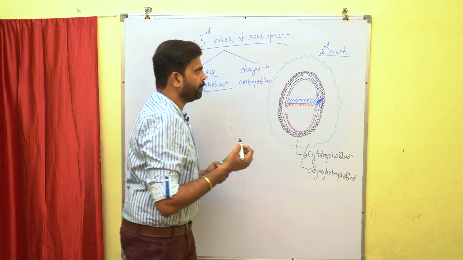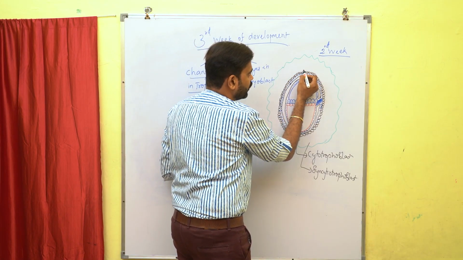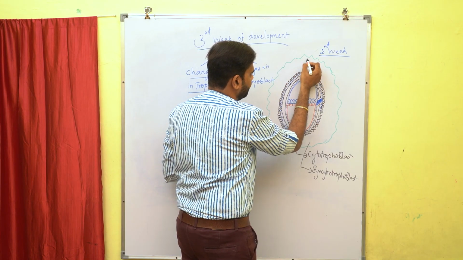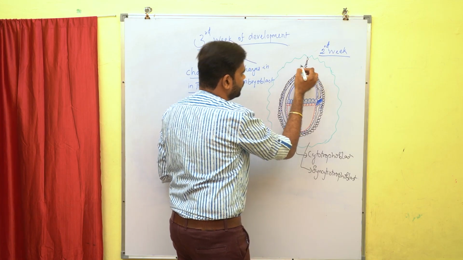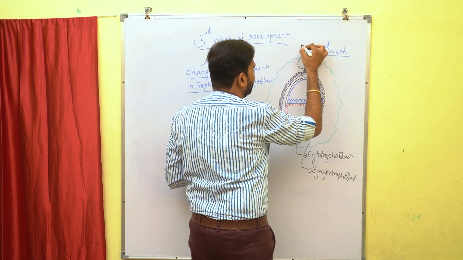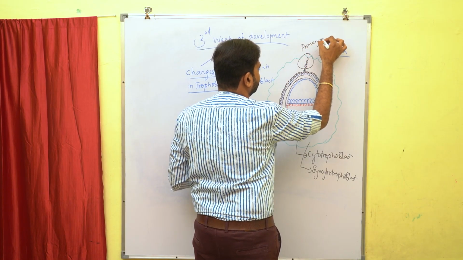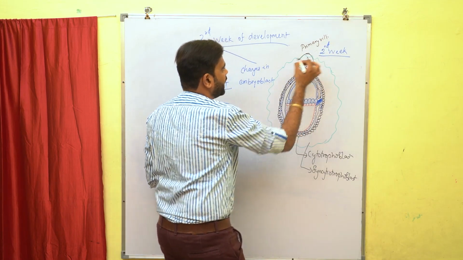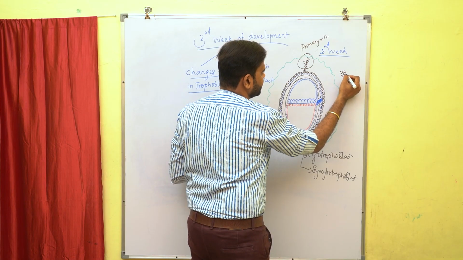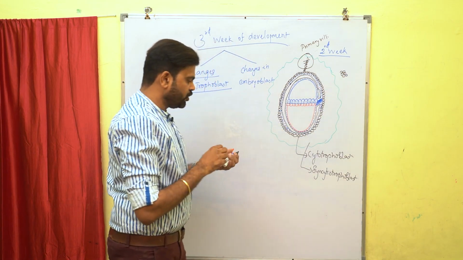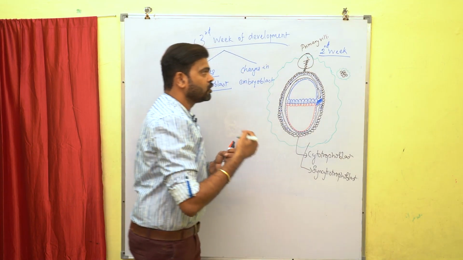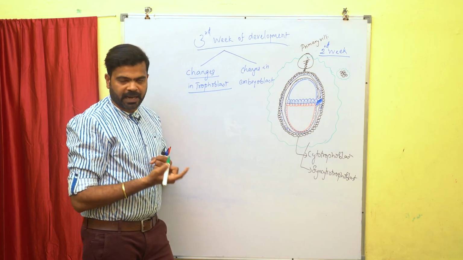What happened to the cytotrophoblast during the second week? The cytotrophoblast undergoes proliferation and passes through the syncytiotrophoblast. Once it passes through, it forms the primary villi. In a cut section of the primary villi, the center consists of cytotrophoblast, surrounded by syncytiotrophoblast. So this is the primary villus. In the second week there is formation of primary villi.